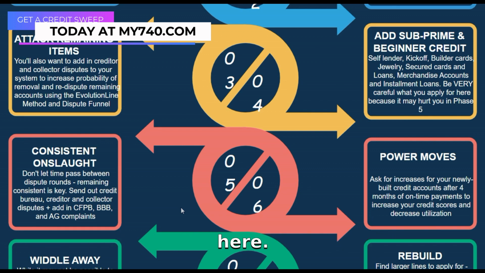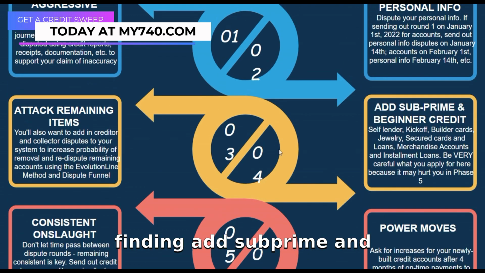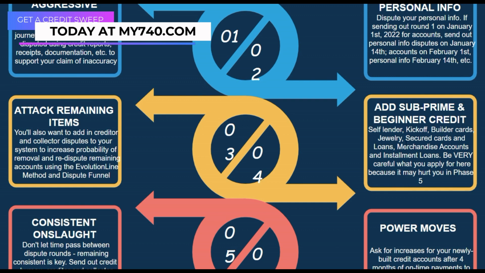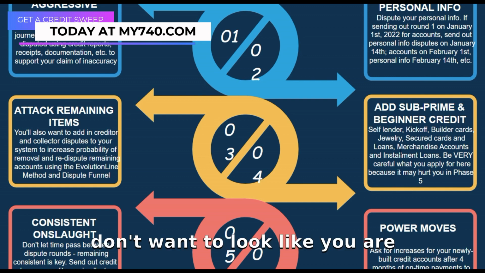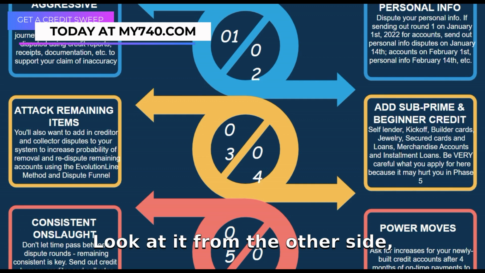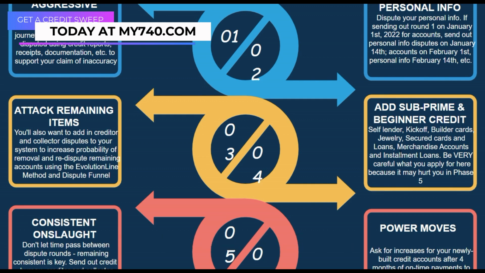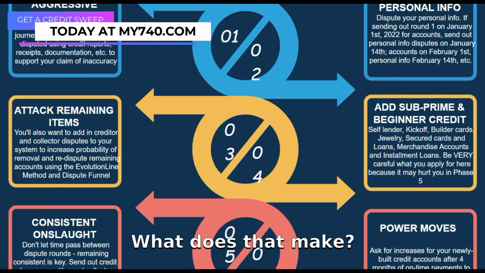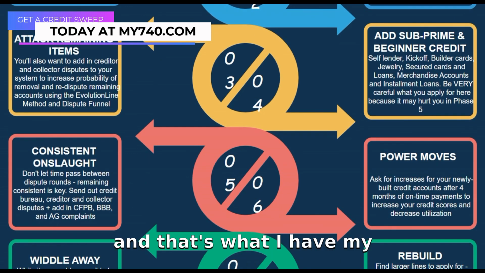Now, a little bit of a caveat here. The reason why you're not finding add subprime and beginner credit in phase 1 is specifically because you don't want to look like you are being irresponsible. Look at it from the other side. You're aggressively disputing your creditors, collectors, accounts, your personal information, but you're also going and adding new credit. What does that make you look like? Well, why don't we first aggressively dispute and then begin to add in credit, I would say about 90 days later. And that's what I have my clients do.